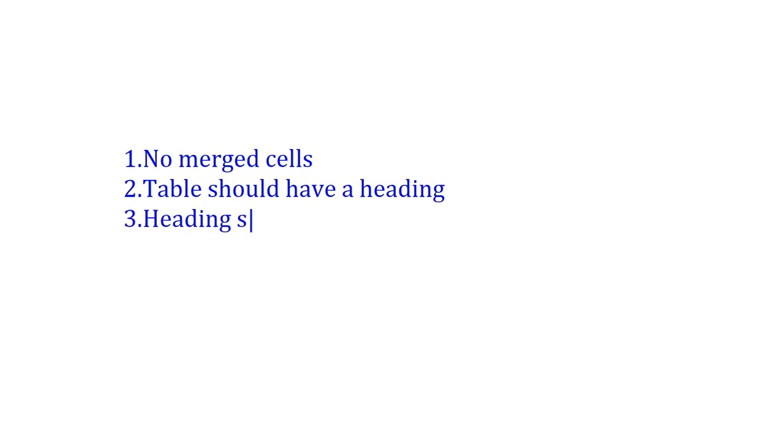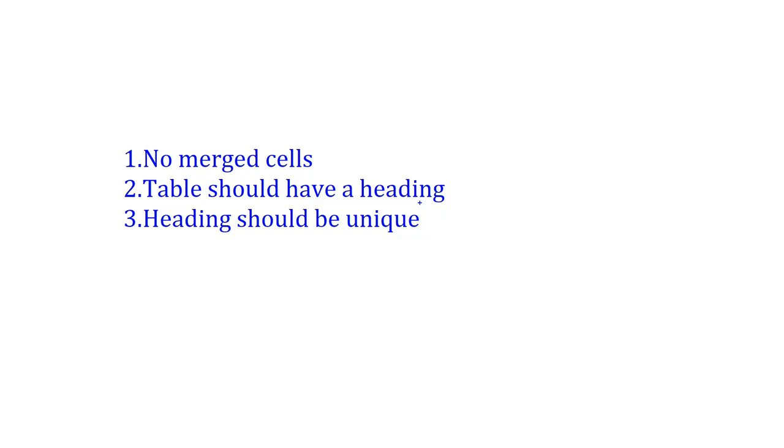No merged cells. The table should have a heading. The heading should be unique. How to find this? If you are using an old version of Excel, it's very tough. Manually, you have to find where the merged cells are, whether your table has the heading properly, and whether the heading is repeated or not. Of course, this table is very small. We can find it very easily. I can see the same heading is not repeated. I can scroll down and find whether merged cells are available or not. But in the latest version, we have a specific facility available to find it out.